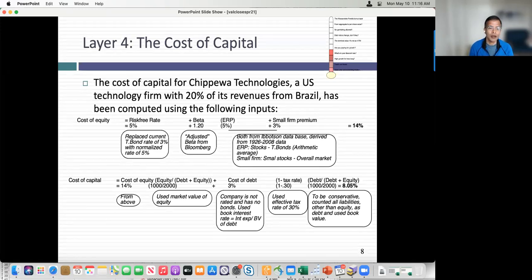What do you think about this idea of adding a small cap premium? 95% of appraisers and analysts add a small cap premium. Naeem, what do you think about that idea?